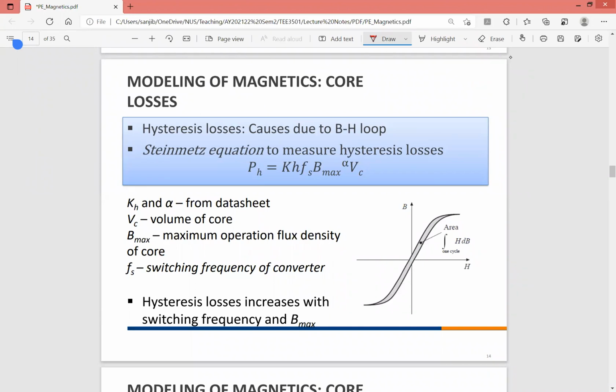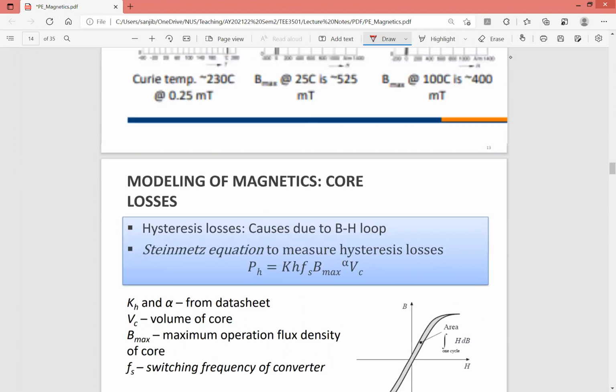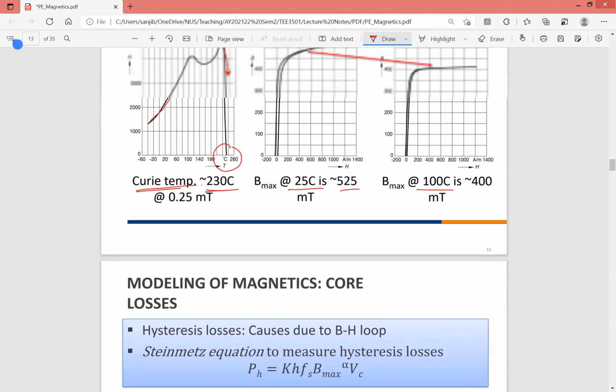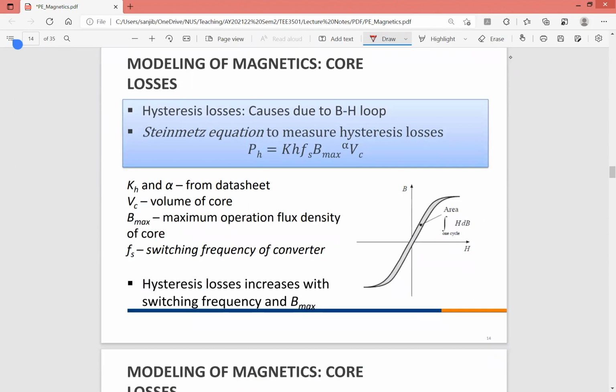Okay. So I was talking about losses, and the losses can be modeled or represented in terms of the various quantities here. The hysteresis losses, like we saw before, are due to the BH loop. So this area here is the loss, so if there's a bigger area, then there will be more loss. So you should choose one that doesn't have a very fat BH loop, right?